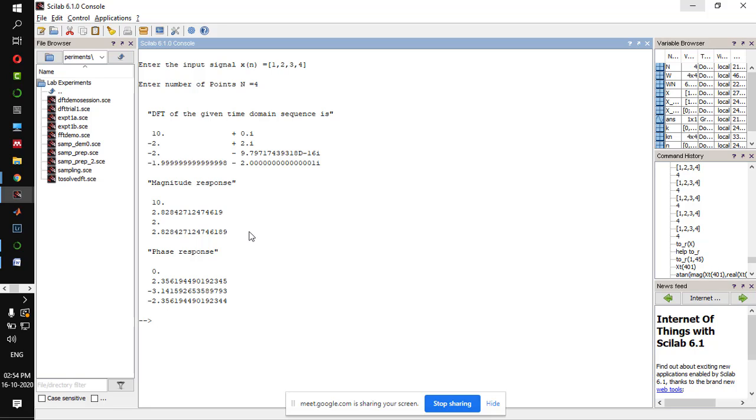The second thing I want to convince you of is this: you might ask me, sir, where is the time domain and where is the frequency domain? You said that x of n is 1, 2, 3, 4 and you are claiming that it is in the time domain, and you said that x of k, which is this, is in the frequency domain. How do we visualize the time domain and the frequency domain? Let me try to convince you, but this is not part of your lab experiment. I'm just trying to convince you how to visualize the time domain signal and the frequency domain signal using this FFT.